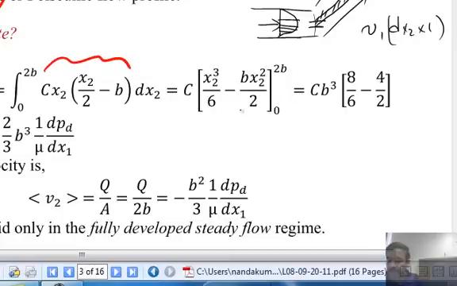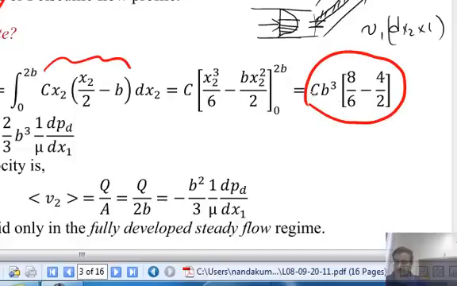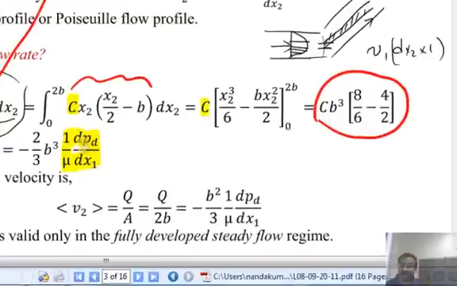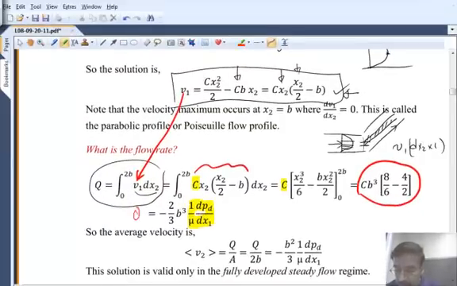Then you integrate that between the limits 0 to 2b, and you get Q equals minus 2/3 b cubed times 1 over mu times dp/dx1. So here I have resubstituted for what C is. C is 1 over mu dp/dx. So that gives me the relationship between the flow rate and the pressure drop. So if you tell me what the pressure drop is for that geometry, I can predict the flow rate. Or if you tell me I need to pump so much flow, what should be the pressure drop, I can calculate that.